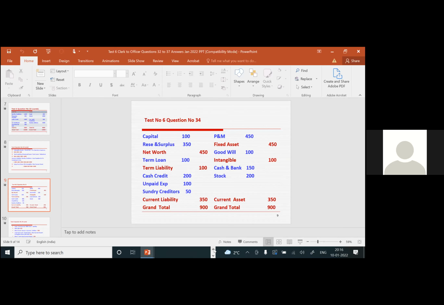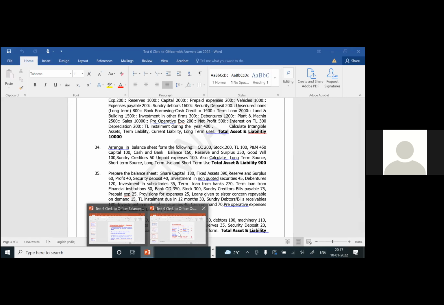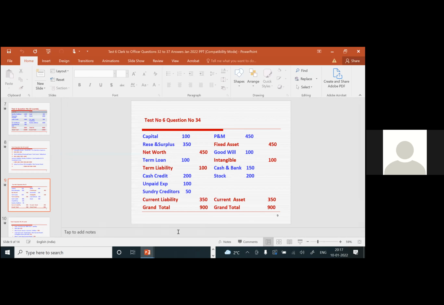So this is the question. We are seeing question number 34. Okay, question number 34 says cash credit is 200. Let's see where it comes.